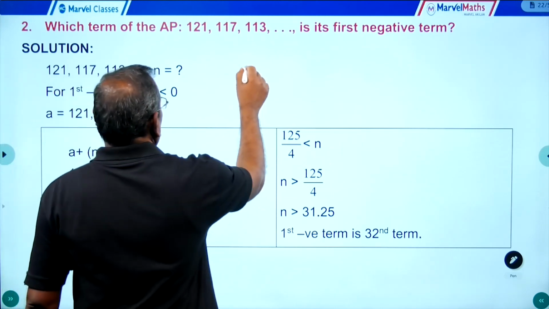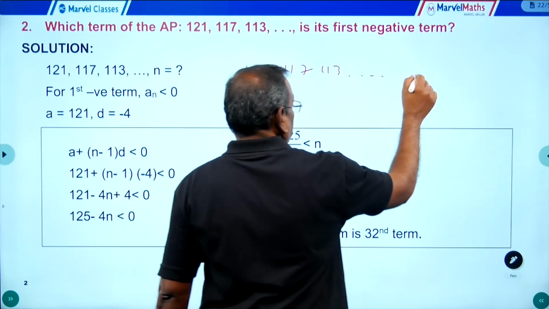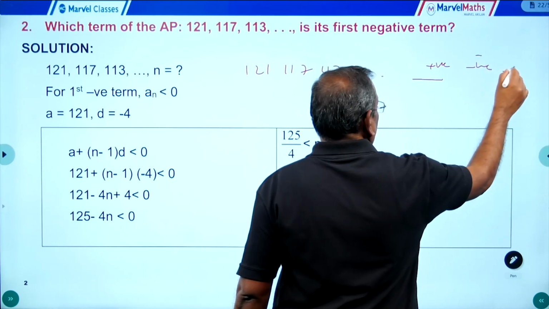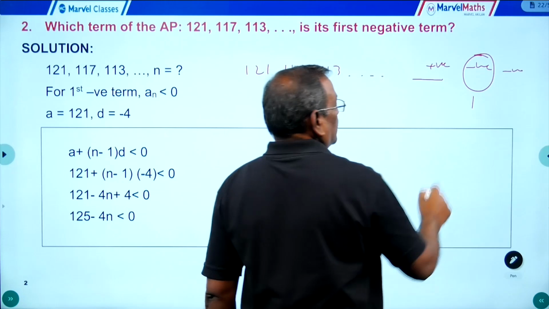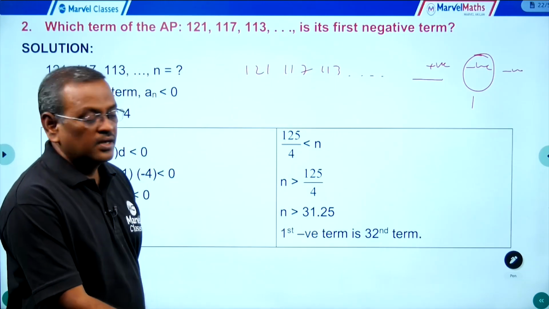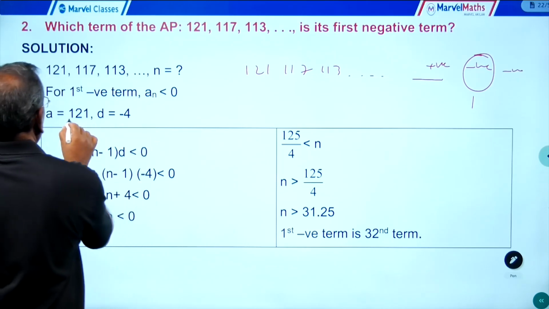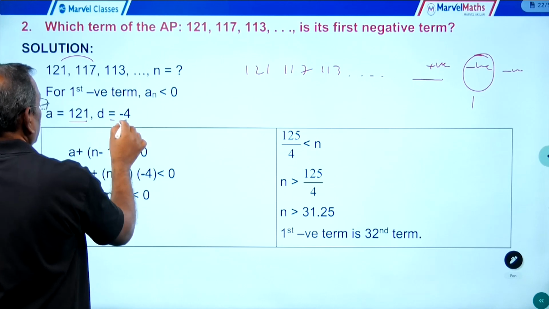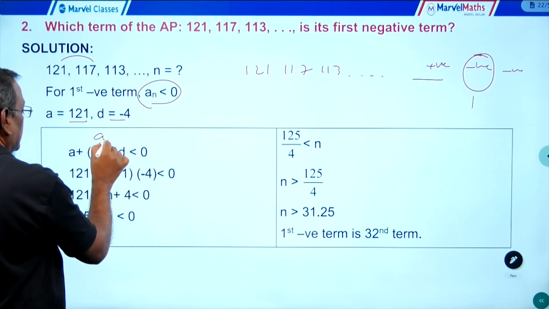Actually, this is 121, 117, 113, and so on. After some stage, we'll get a positive term and then a negative term. So what is the first negative term? What is the position of the negative term? So what is the value of n corresponding to that term? Here A equal to 121, D equal to 117 minus 121, which is minus 4. Assume an less than 0.